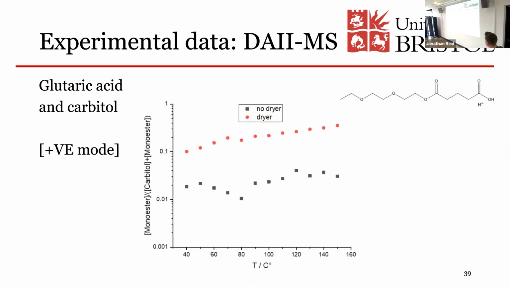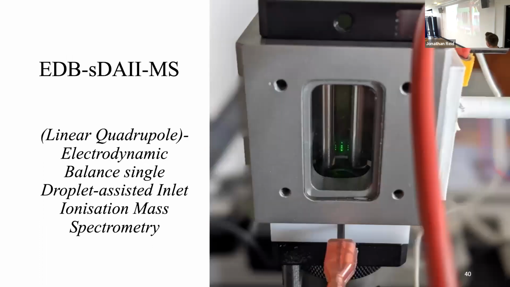Also, we did this as a temperature dependence, and we can see roughly as you increase the temperature from about 40 degrees to 150 degrees, you see the monoester increase in signal by about 3-fold, but between the dryer and no dryer, you see it increase by about 10-fold. So that's a pretty good finding for us.